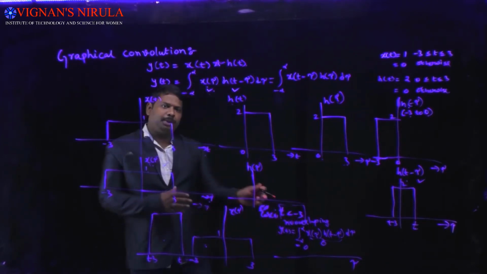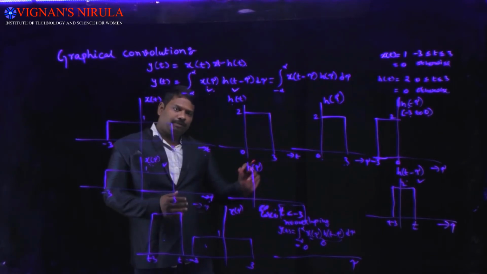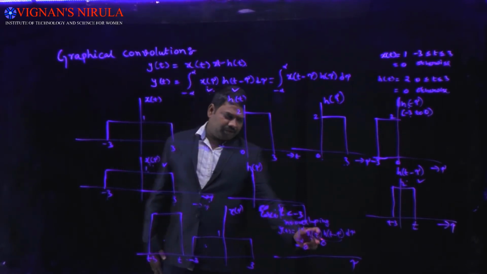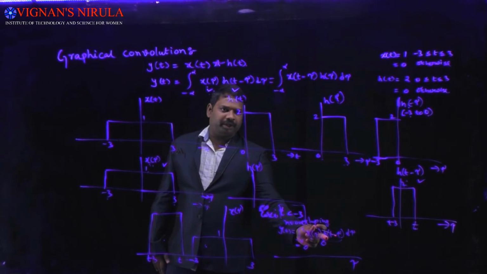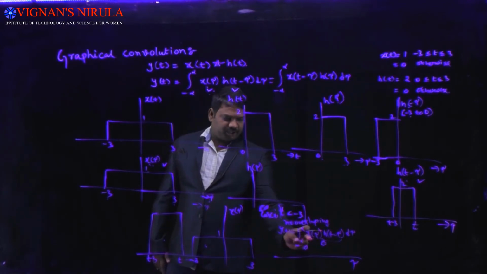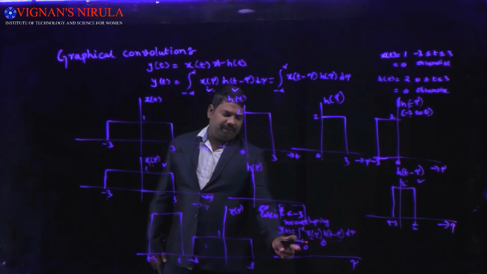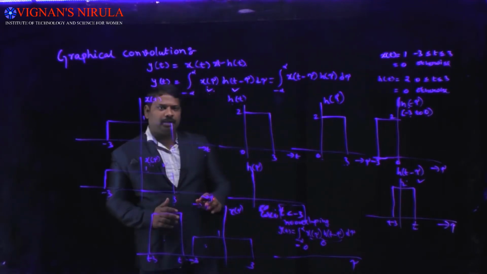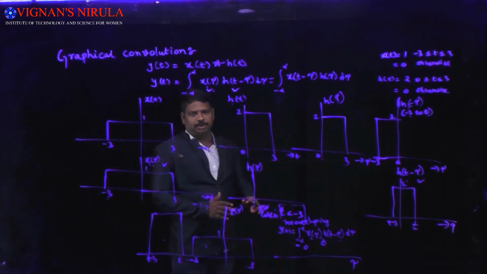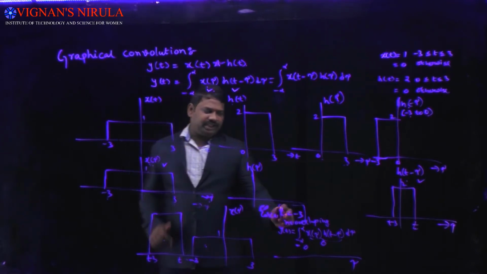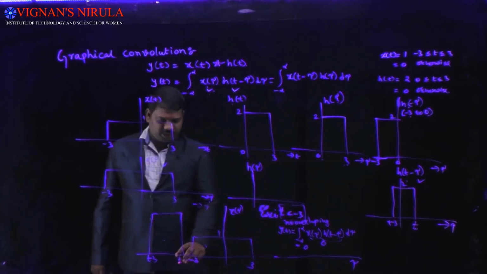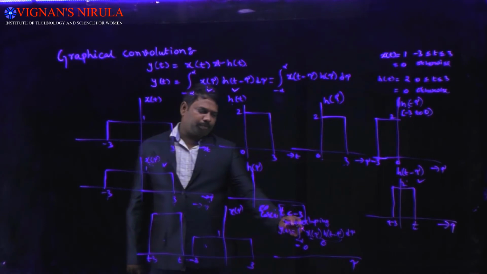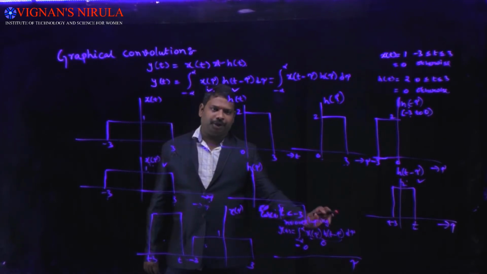If t is moved to different sections, we'll get an overlapping region, then we'll get a particular product, then we'll perform the integration, and we'll get a finite value for y of t. That is the process of doing the graphical convolution. The first case, t less than minus 3, has no overlapping, no product, therefore the output will be 0.